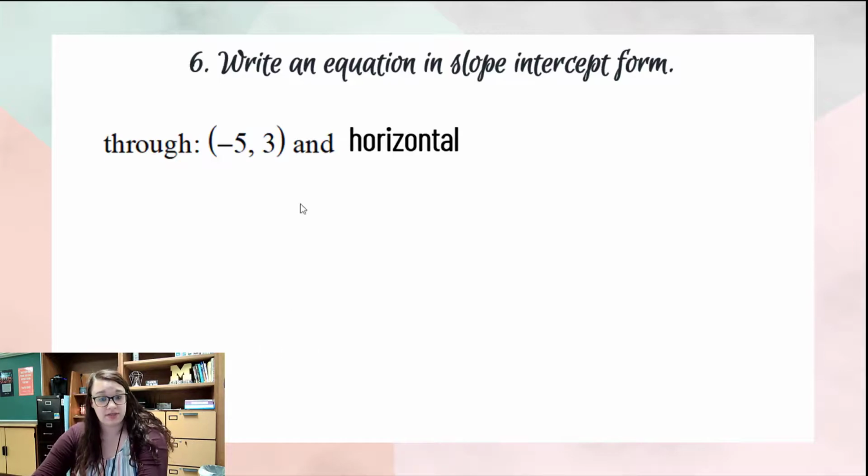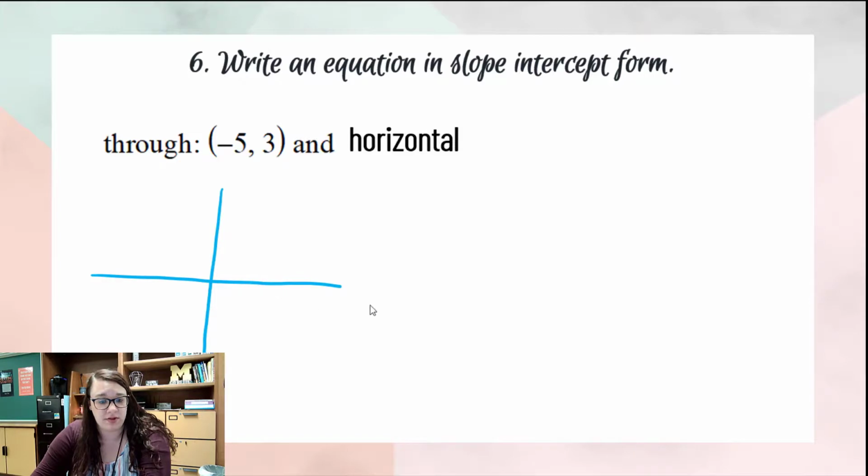All right, on number 6, we're given 2 bits of information again. It says that we go through the point -5, 3, and it's horizontal. Let's think about what the picture of this looks like. I'm not going to draw the whole thing out with the number line, but I do know I'm going through the point -5, 3. So I'm going to label that. And horizontal lines go this way. So I have a little picture of what this looks like.